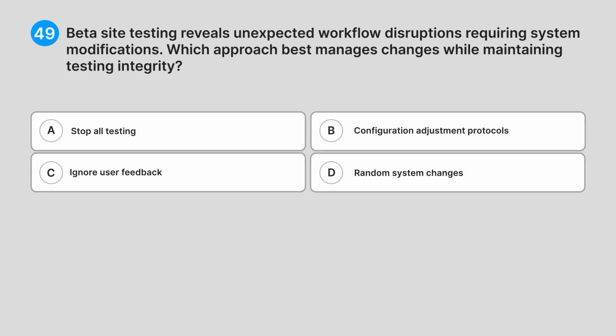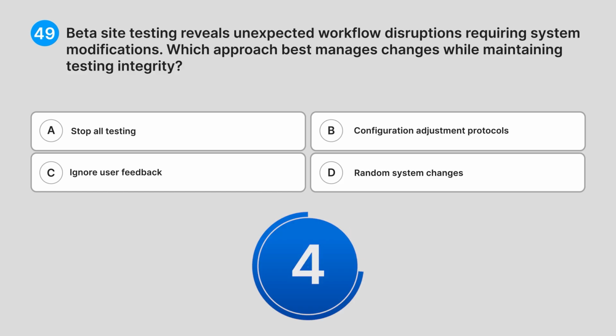49. Beta site testing reveals unexpected workflow disruptions requiring system modifications. Which approach best manages changes while maintaining testing integrity? A. Stop all testing. B. Configuration adjustment protocols. C. Ignore user feedback. D. Random system changes. Can you guess the answer?